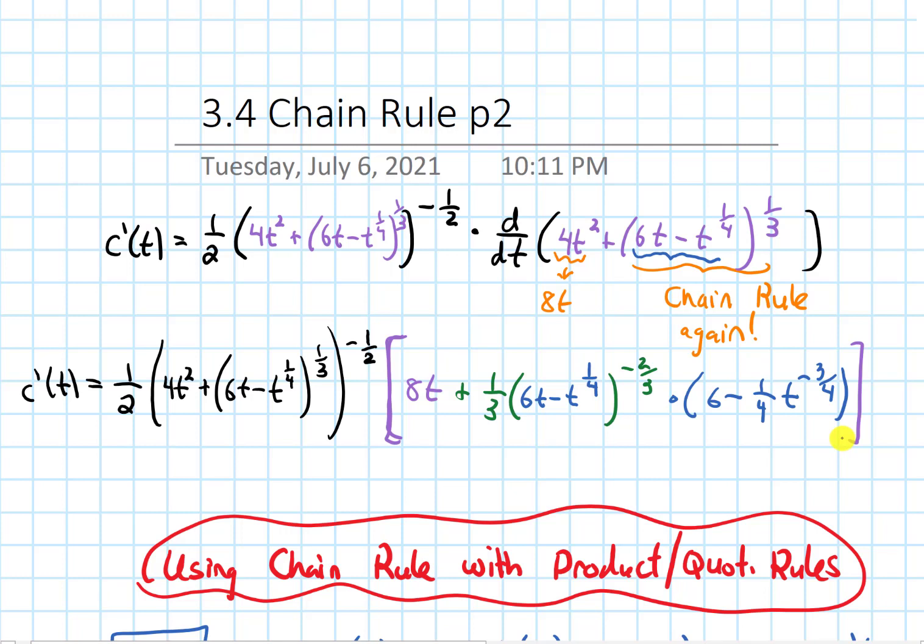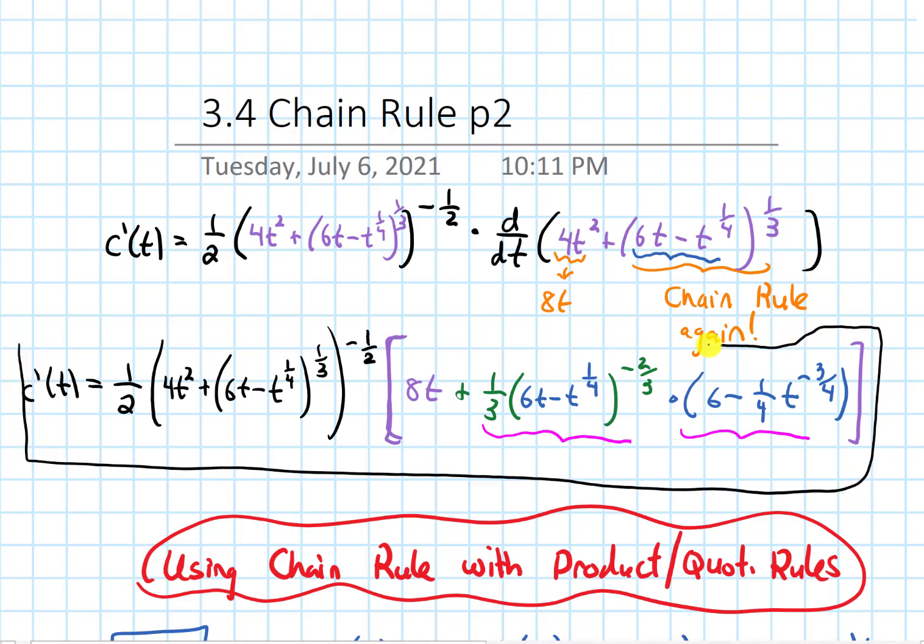I can close that. Okay, one important thing that I want to comment about this is notice that this term is only multiplying this. It's not multiplying the 8t, because the 8t came from the derivative of 4t squared. So the things that are multiplying each other came from whatever term I applied the chain rule to. And that was just this 6t minus t to the 1/4, to the 1/3. And those are the things that popped out of that chain rule. They are multiplying each other. Alrighty, so that is our answer.